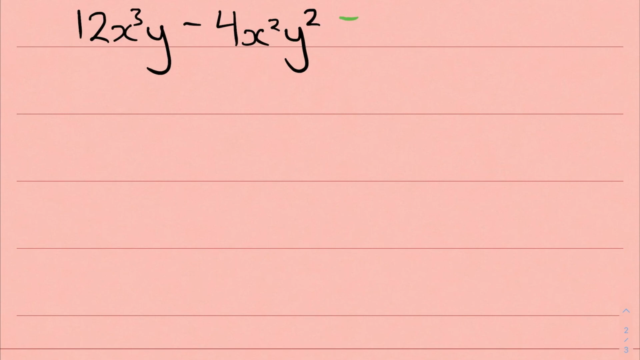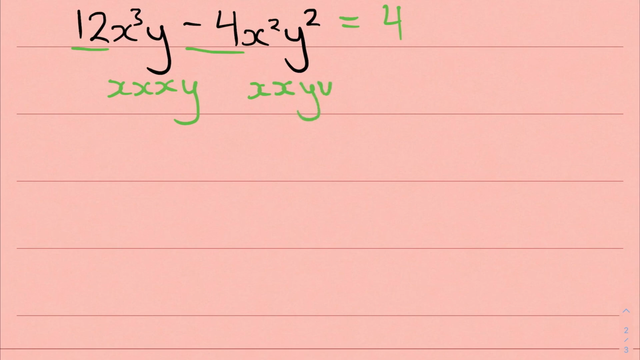Alright, let's check and see how you went. So first of all, compare the numbers, 12 and negative 4. So what's a common factor of that? We can take out a 4. Now when we look at the letters here, we might just write this out the long way. So x cubed would be 3 lots of x multiplied together and a y. X squared would be 2 lots of x, and then y squared would be 2 lots of y.